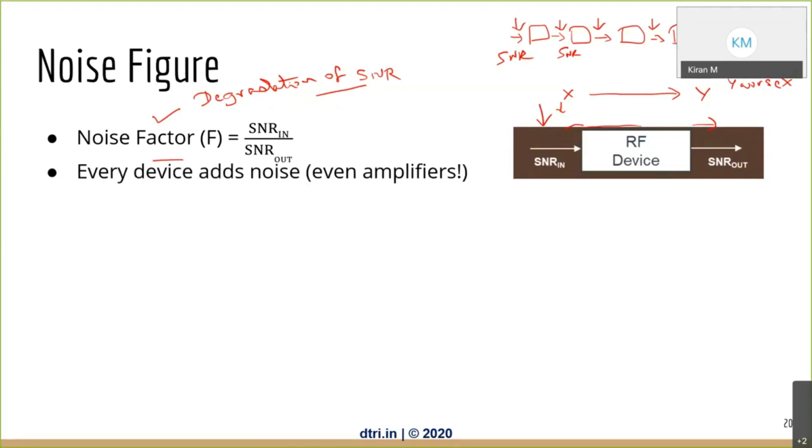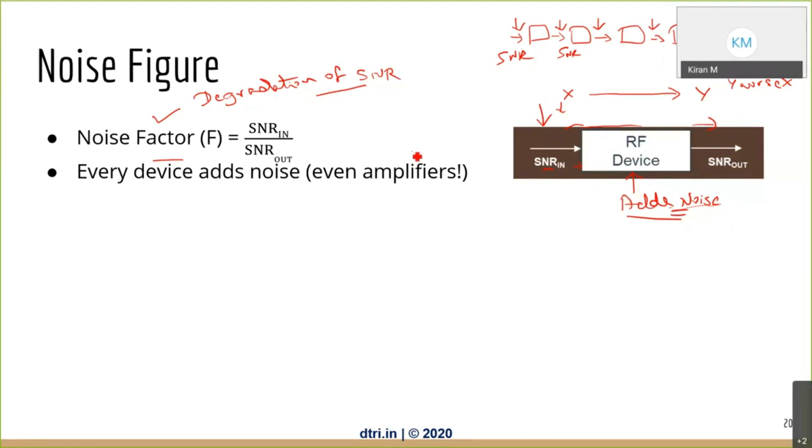Every device adds noise. So how does this degradation happen? Because every device, and here SNR means signal to noise ratio, not only is there the noise which is entering the device, but this device also adds noise. Since every device adds noise, we use noise factor to calculate the impact of this added noise. This device has added noise, so we want to see what the impact of this noise is. That's why we have this factor called noise factor.